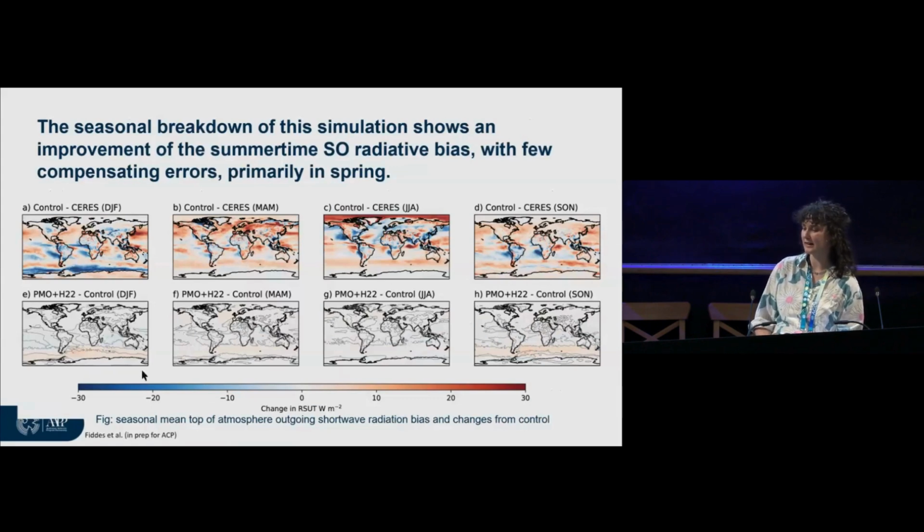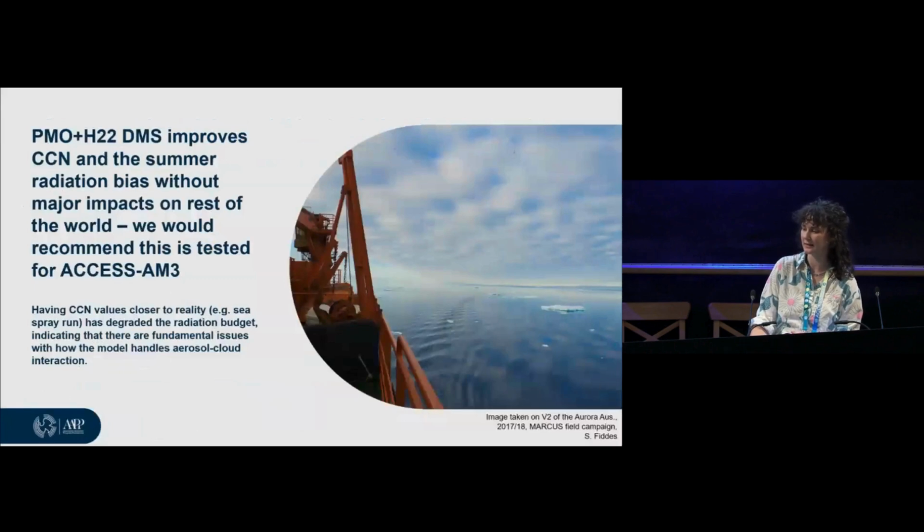And if we break this down into seasons, especially looking at our summer, this is the actual bias, and this is the change between the control and that simulation. We can see most of the change is concentrated in this region where it's the bluest of the blue. So we're quite happy with that, and we've only got compensating errors happening in the springtime. So to conclude, we're quite happy with the changes in primary marine organics with the new DMS climatology.